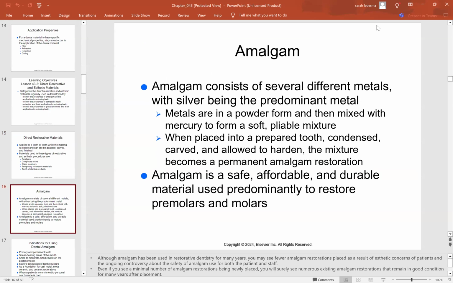Amalgam consists of several different types of metals, with silver being the predominant metal. Metals are in a powder form and then mixed with mercury to form a soft and pliable mixture. When placed into a prepared tooth, condensed and carved, and then allowed to harden, the mixture becomes a permanent amalgam restoration. Amalgam is safe, affordable, and durable, and is predominantly used to restore molars and premolars because of its aesthetics.